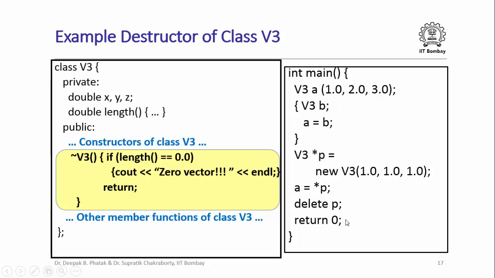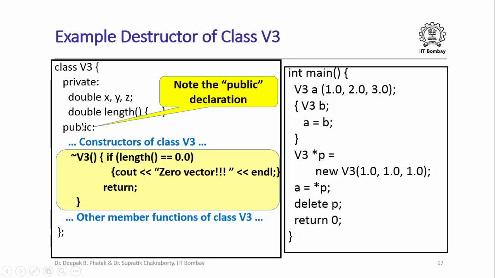Finally, after we execute return 0, the object A itself is deallocated. But before deallocating that object, the destructor function of v3 is again called, and once again, since the length is not 0, 0 vector does not get printed out. So there are 3 deallocations here, one here where 0 vector gets printed out, the other here, and the third here where the 0 vector string does not get printed out.